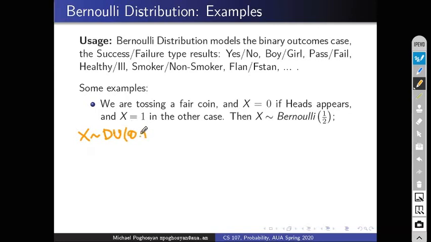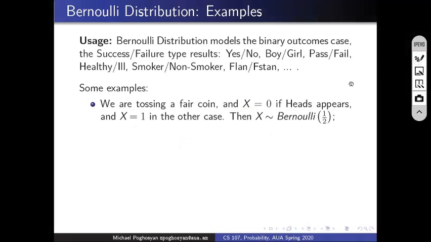But also, x is Bernoulli 1/2. So that means that x can take the value 0 or 1 with probability p. I'm starting from this 1/2 and 1/2 here. So this is the distribution of our random variable x for these experiments, for heads and tails experiments, for a fair coin.